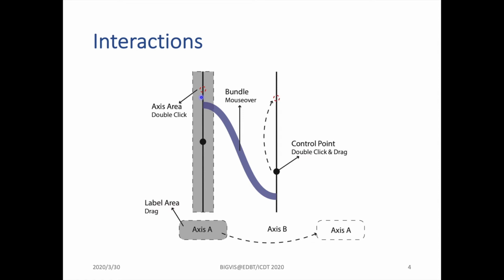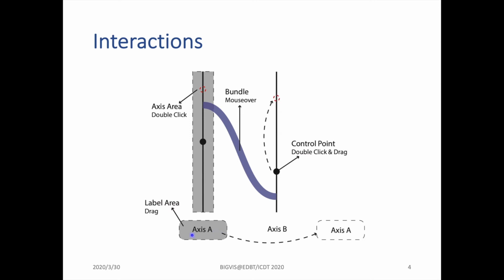And double-clicking on a control point will delete it. Then the two adjacent clusters of the deleted control point will be merged into a new cluster. And dragging a control point along the axis will adjust the size of the two adjacent clusters.